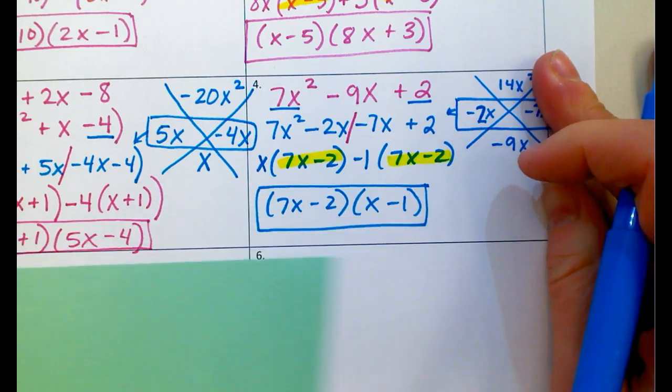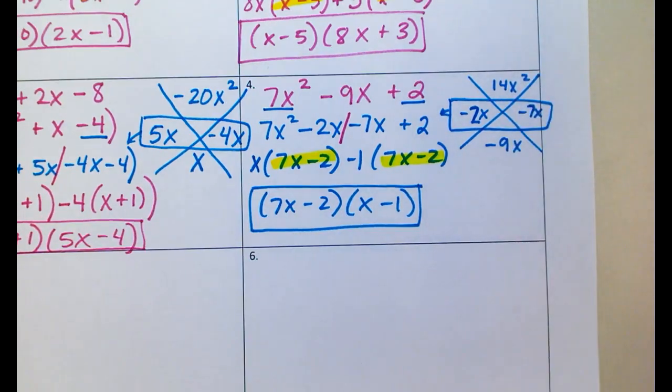So my two factors are 7x minus 2 times x minus 1. Once again, if you put them in different orders, your factors may be flipped around. But multiplication is commutative, so it doesn't matter what order yours ends up being.